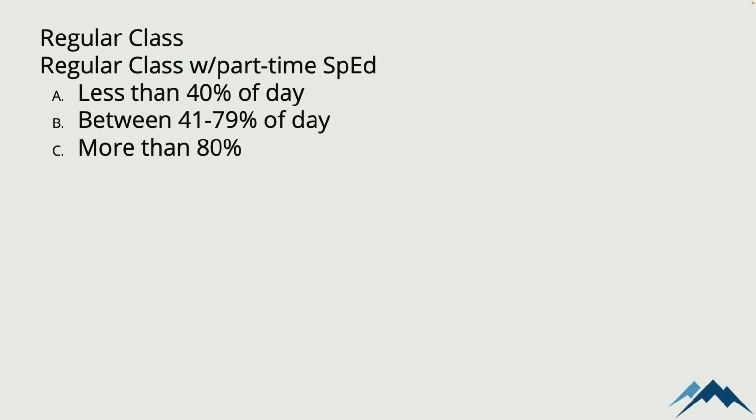Then we have regular class with part-time special education services, and that's actually split into three groups. We have students who receive less than 40% of their day receiving special education services, between 41 and 79% of their day, and then more than 80% of their day. The more than 80% of their day, that would be what we consider to be self-contained.